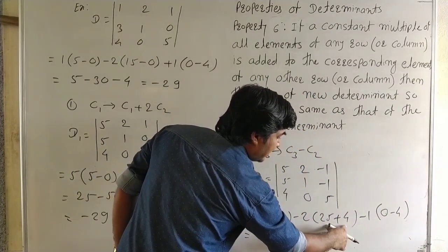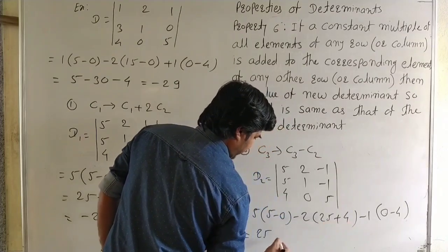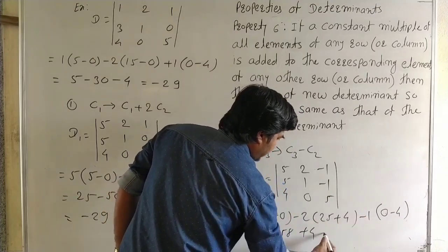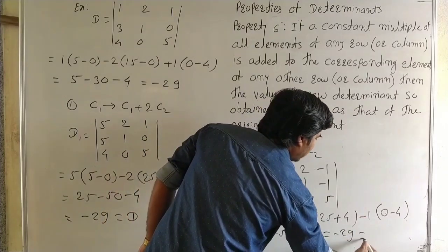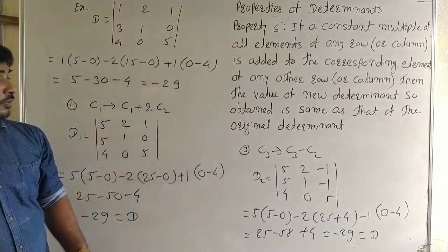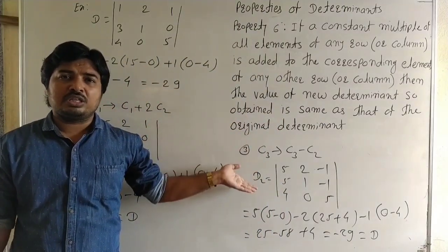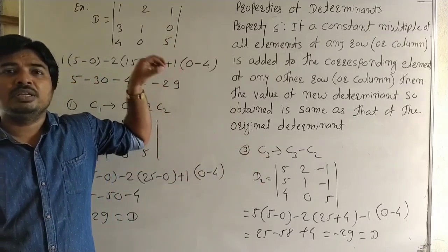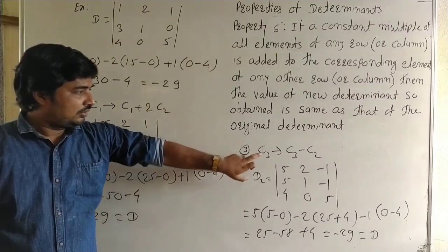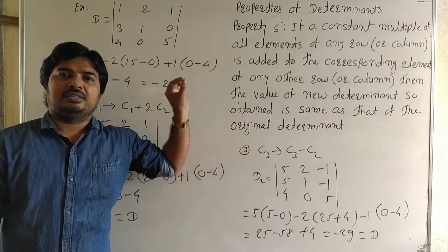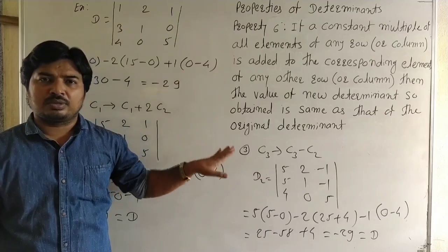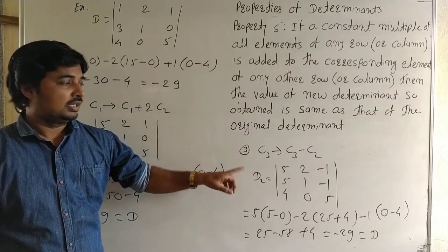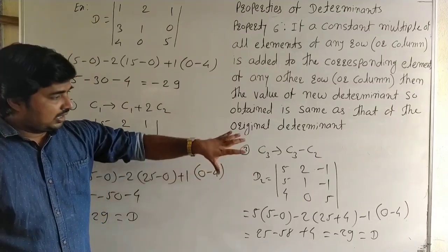Here it is 29. See carefully, it is 29 minus 58, and it is plus 4. Again it is minus 29, and it is the original determinant. That means we can perform any transformation, row transformation or column transformation, and the value of the determinant remains unchanged. When we perform a row transformation or column transformation on any determinant, that means calculation between any two rows or any two columns, the value of the determinant does not change.